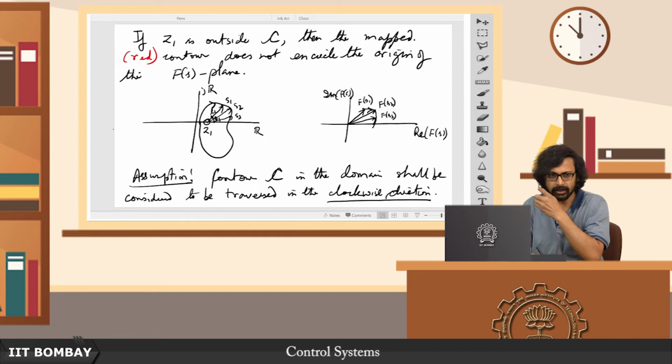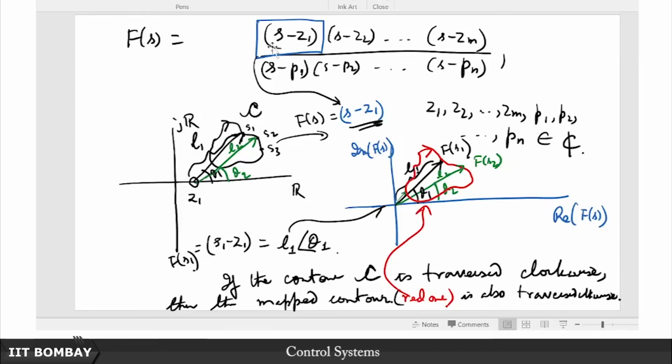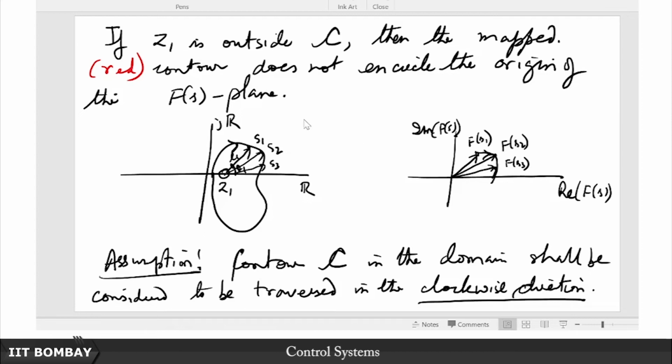So it turns out that if you have a numerator factor here, whether the zero is inside the contour or outside the contour, the direction of traversal is always going to be clockwise if your original contour is in the clockwise sense. Hereafter I will not always mention that the original contour is in the clockwise sense, because it's a standing assumption, as I said. We will always choose this contour in the clockwise sense.